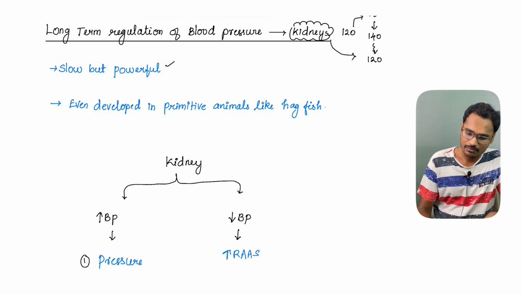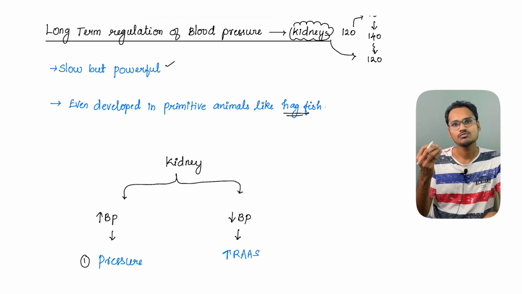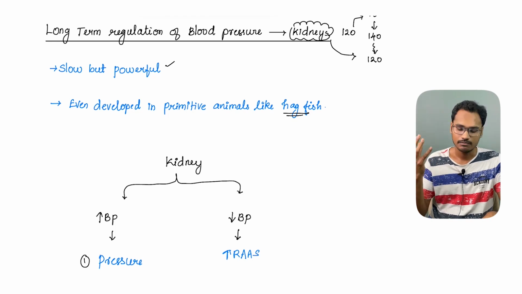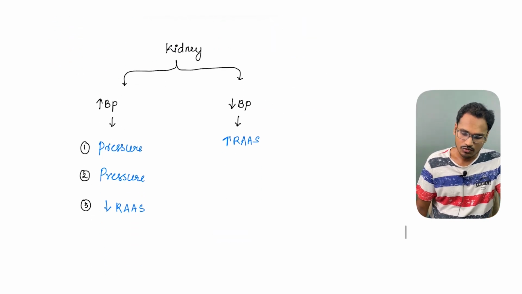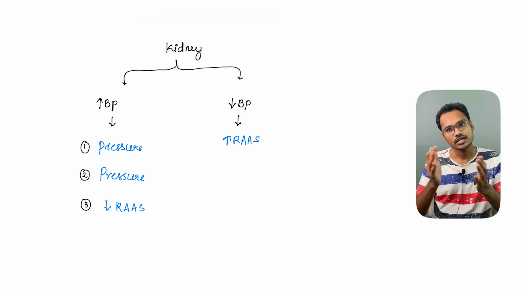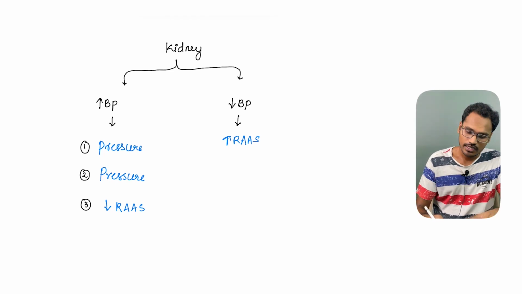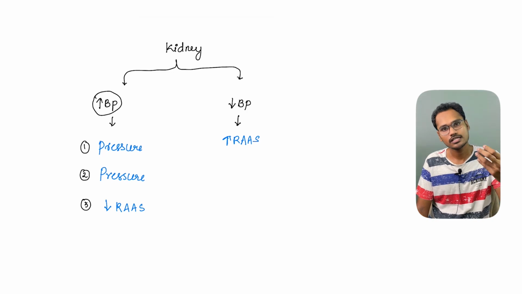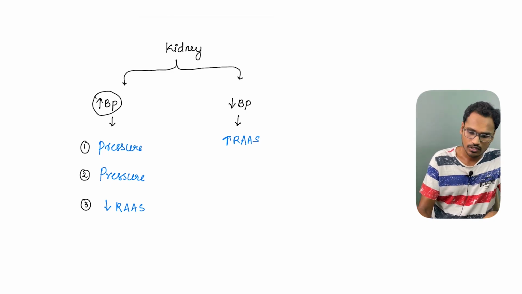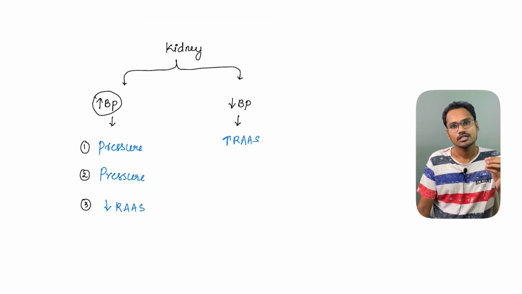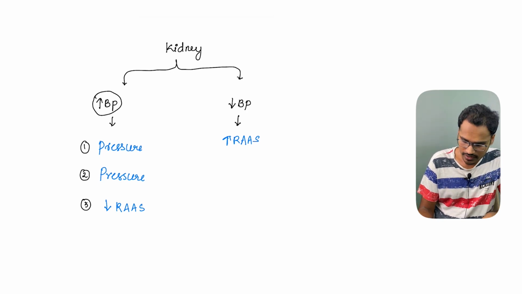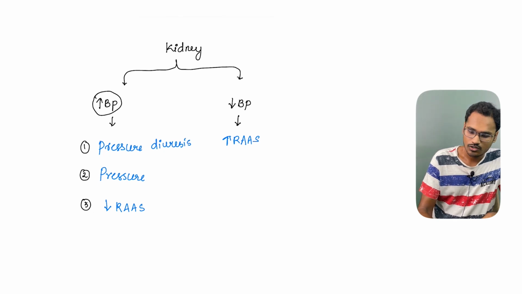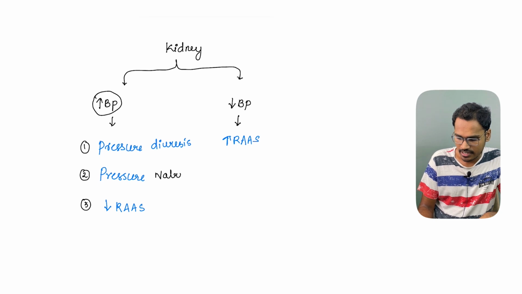And this is even developed in primitive animals like a hagfish, like small fishes. They have also developed this mechanism nicely. So what the kidney is going to do, it is going to work both for an increase in BP as well as for a decrease in BP. For an increase in BP, what is going to happen? There is going to be an increased renal plasma flow, and an increased glomerular filtration rate, or GFR. So that will cause something called pressure diuresis. Because of the increased pressure, it is going to cause diuresis.